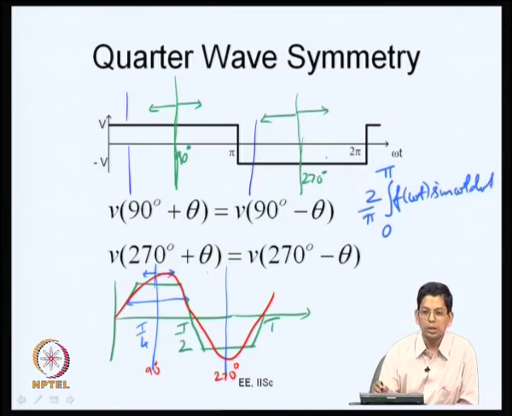If a waveform has half wave symmetry, you do not have to consider the waveform over 0 to 2 pi. You can consider it from 0 to pi or from any theta to pi plus theta. You must consider one half cycle of the waveform, and you can calculate your average over that. So, that is one of the advantages. It reduces your calculation.